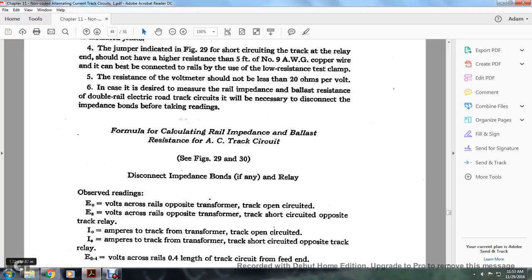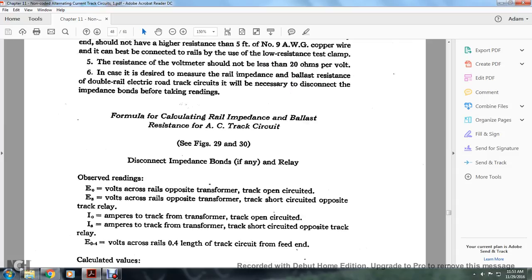Alright, this is the formula for calculating rail impedance and ballast resistance, AC track, figure 29C. Disconnect impedance bonds, if any, at the relay. Observed readings: EO equals volts across the rails, opposite transformer track open circuited. ES equals volts across the rails, opposite transformer track short circuited. Track relay IO, amperage of the track transformer with the track open circuited. IS, amperage of the track transformer with the track short circuited at the opposite end.